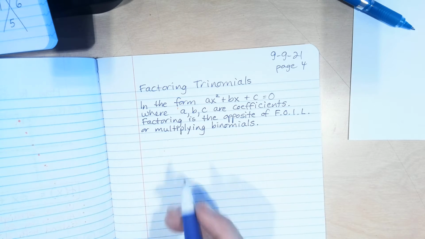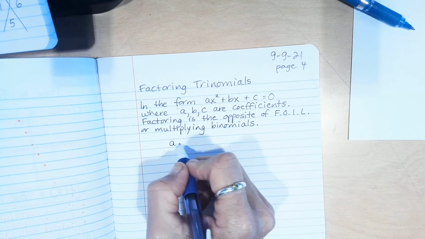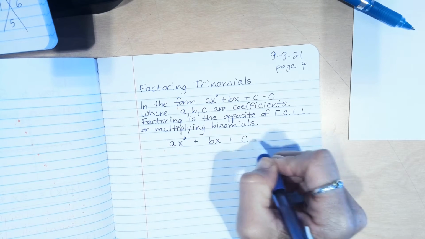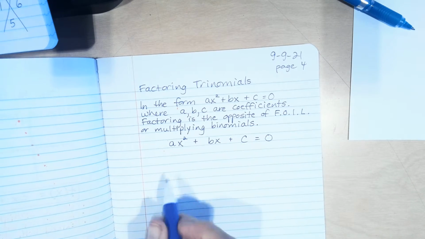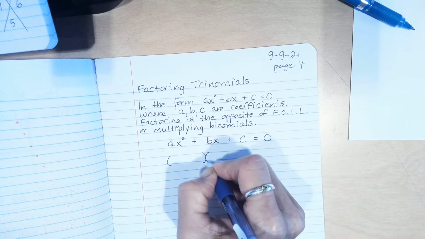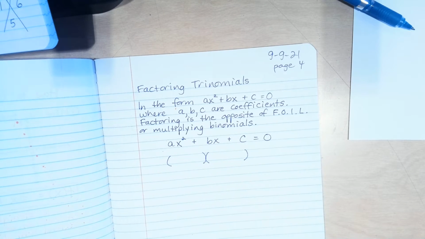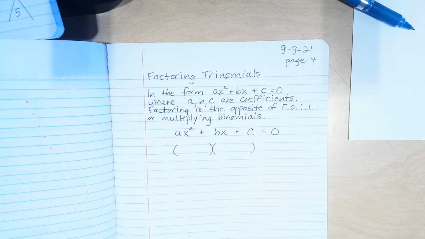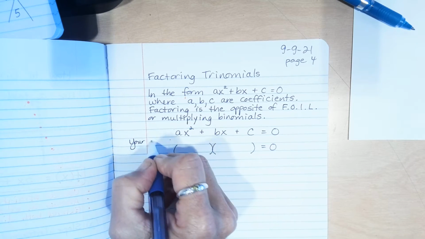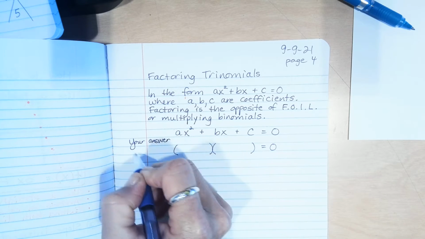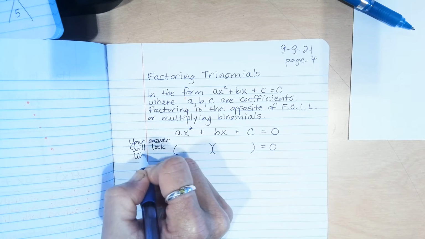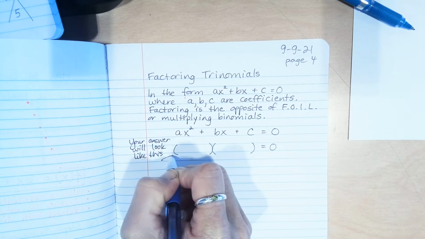So, again, we're going to start with ax squared plus bx plus c equals 0. And your answer, when you factor it, will always look like this. 2 binomials, like that, equal to 0. So I'm going to put over here, your answer will look like this.